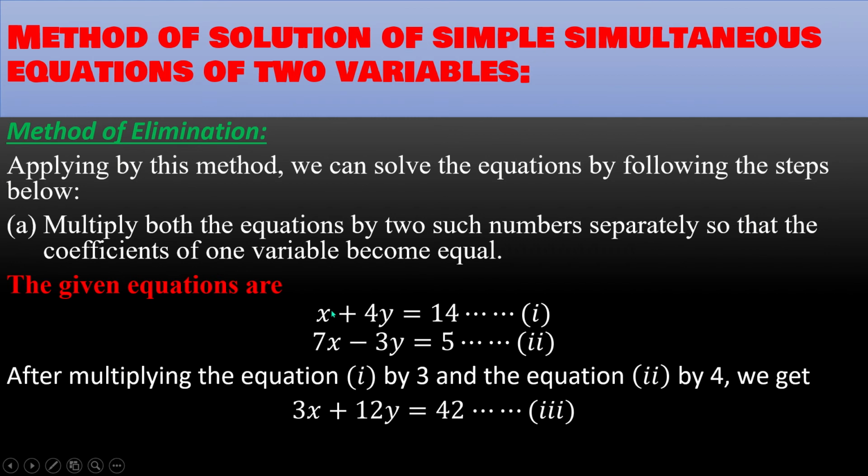Equation 1 will be 3x plus 12y equal to 42, and equation 2 became 28x, that means multiplied by 4, minus 12y equal to 20. Clear?